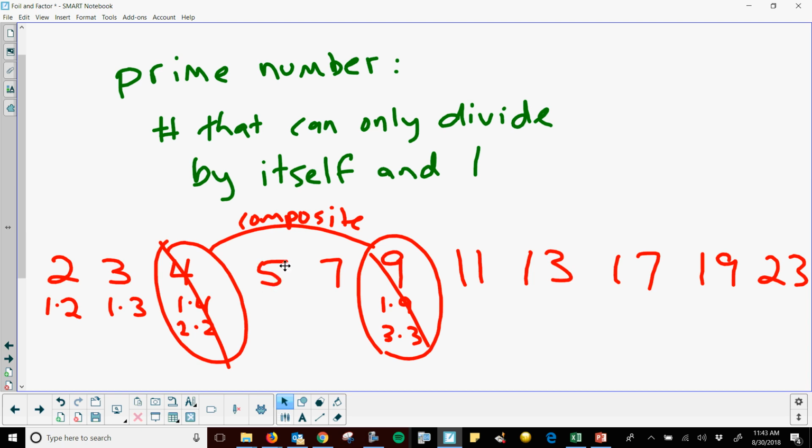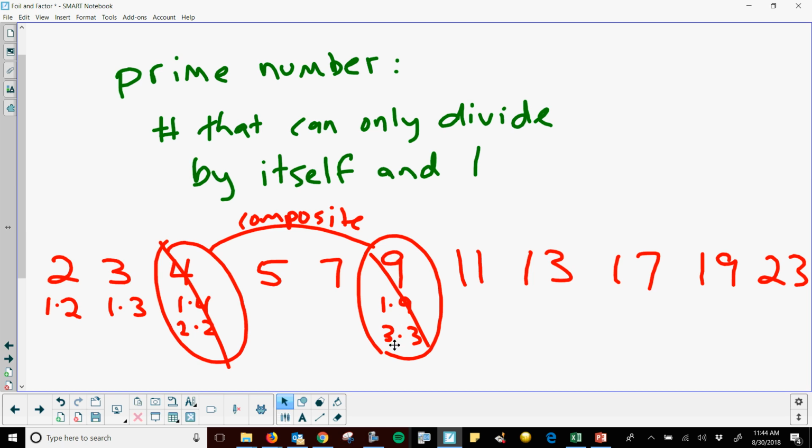5 is 1 times 5. 6 doesn't work because it would be 3 times 2. 8 doesn't work because it's 4 times 2. 10 doesn't work because it's 5 times 2. 12 doesn't work because it's 6 times 2. That's why we stop writing even numbers, because 2 is the only even prime number. Past it, none of them will ever be prime.